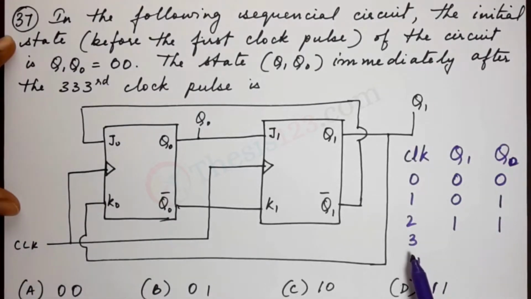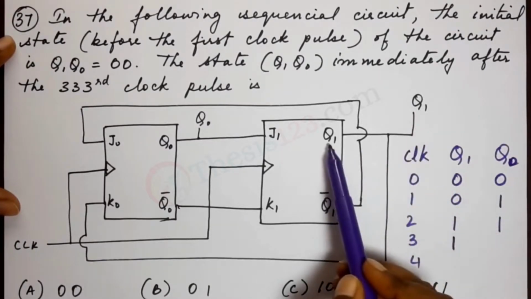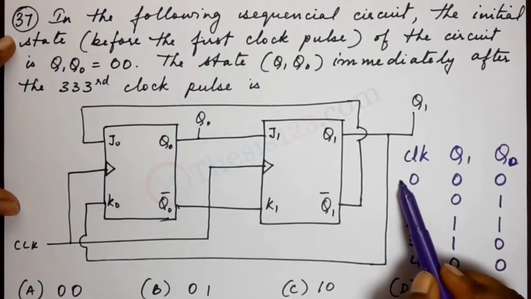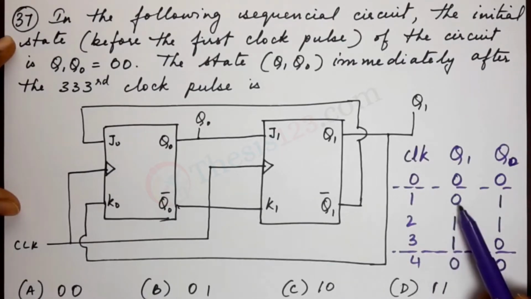Next, for the next clock pulse 3, we notice that Q1 is 1 and Q0 becomes 0 this time. Now, in the fourth clock pulse, Q1 becomes 0 and Q0 is also 0. So here you notice that before the first clock pulse it is 0 and then after another 3 clock pulses it repeats to 0 again, 0 0. So the next one at the 5th clock pulse it would be 0 1.